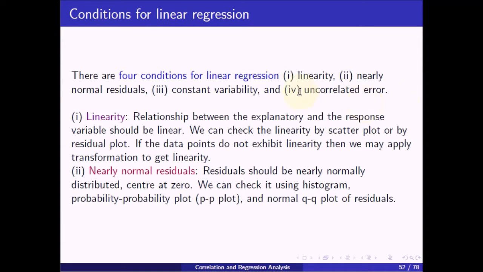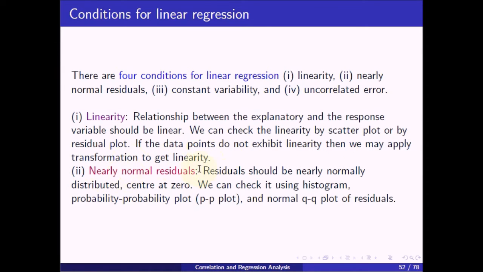Next, we'll talk about conditions for linear regression. There are four conditions for linear regression: linearity, nearly normal residuals, constant variability, and uncorrelated errors. Now, linearity. The relationship between the explanatory and the response variable should be linear. We can check the linearity by scatter plot or by residual plot. If the data points do not exhibit linearity, then we may apply a transformation to get linearity.